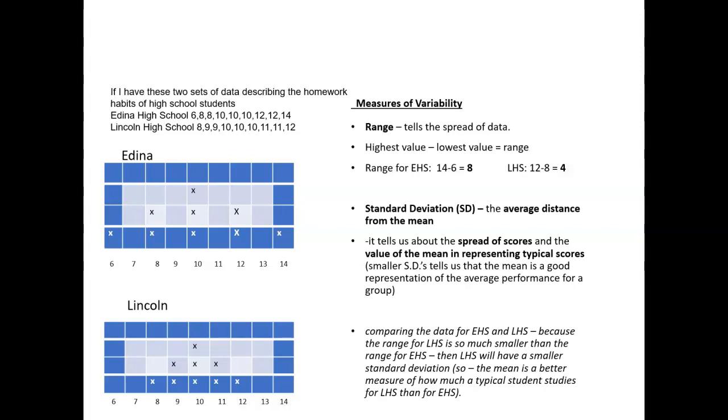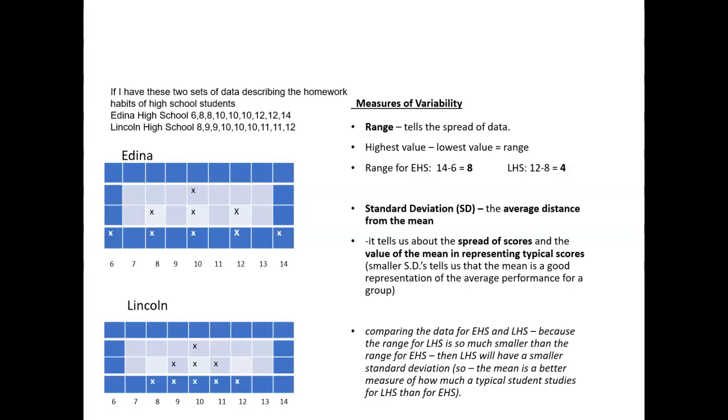Now, something that's helpful for us in understanding variability is the standard deviation. The standard deviation basically just means what is the average distance from the mean. So if we look at Edina versus Lincoln, which one is going to have the largest average distance from the mean? It also tells us about the spread of scores and the value of the mean in representing typical scores. So if you have a small standard deviation, that tells us that the mean is a good representation of the average performance for a group.